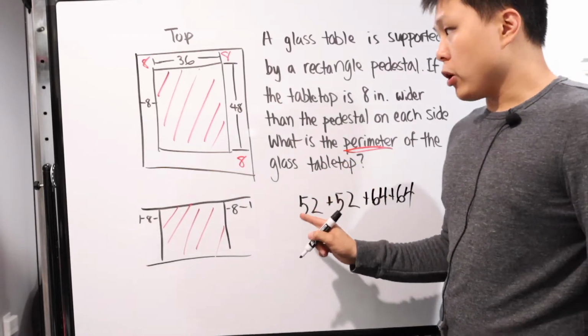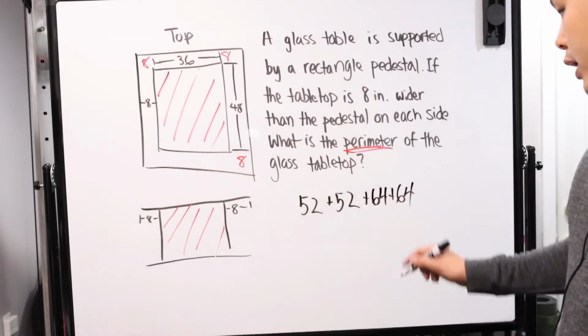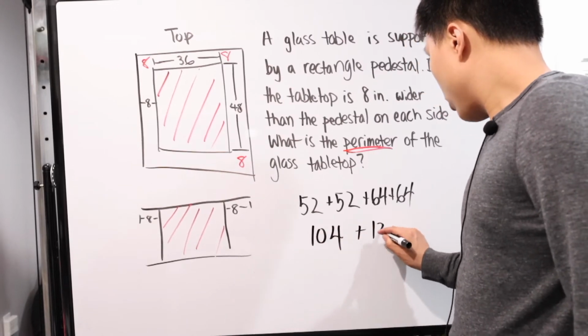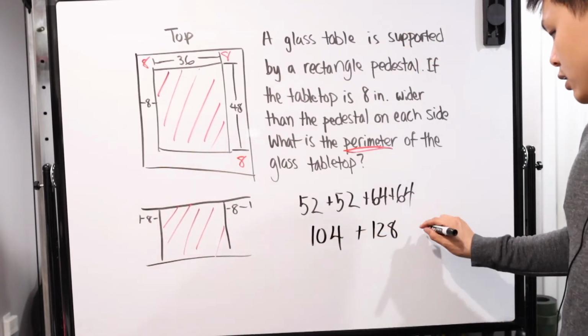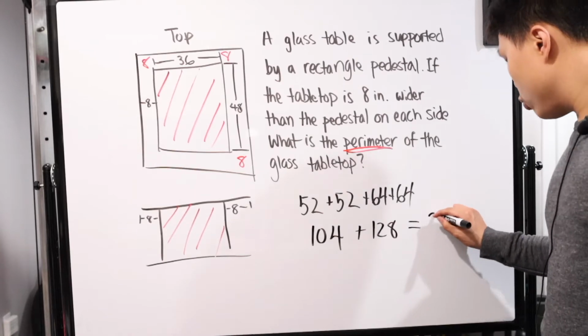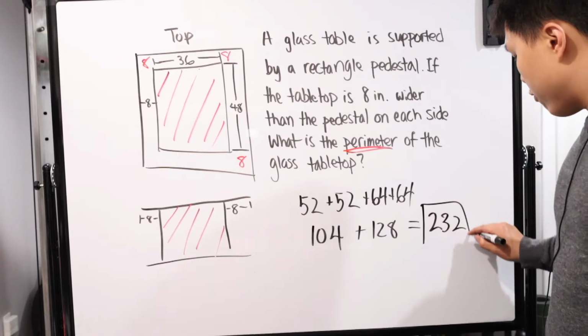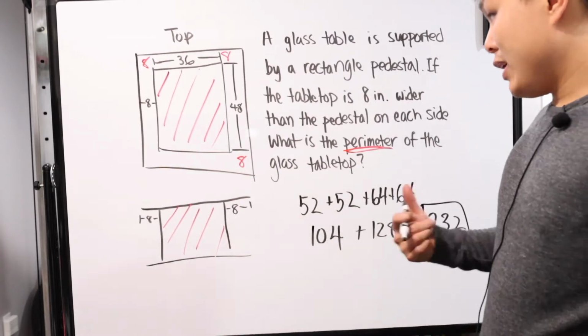To find the perimeter, you have your 4 numbers, and all you have to do is add them together. Well, this one is 104, this one is 128, and then you can add these guys together. That's what, 232. And just like that, you've found the perimeter. Now that was easy, right?